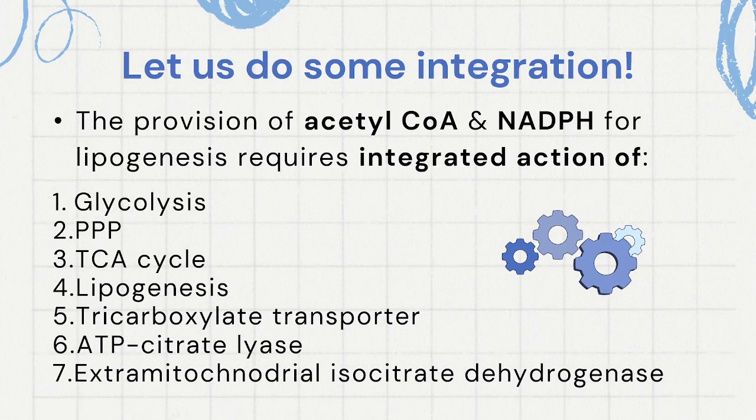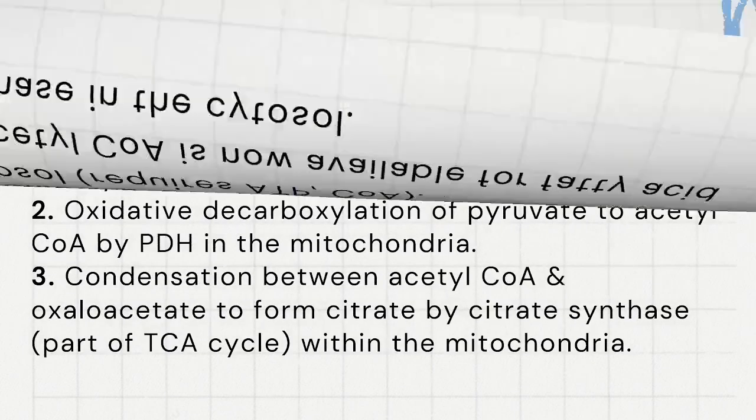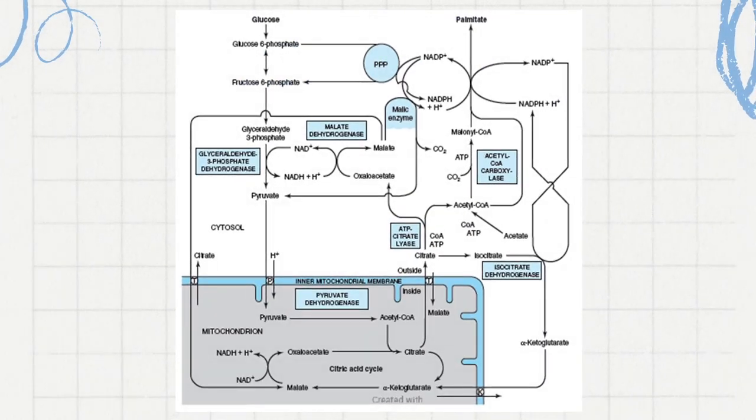Let's do some integration here. We said the provision of acetyl-CoA and NADPH for lipogenesis requires integrated action of several pathways and enzymes, including glycolysis, pentose pathway, citric acid cycle, lipogenesis, tricarboxylate transporter, ATP citrate lyase, and extramitochondrial isocitrate dehydrogenase. Let's go into the figure. These notes are for you to revise later.